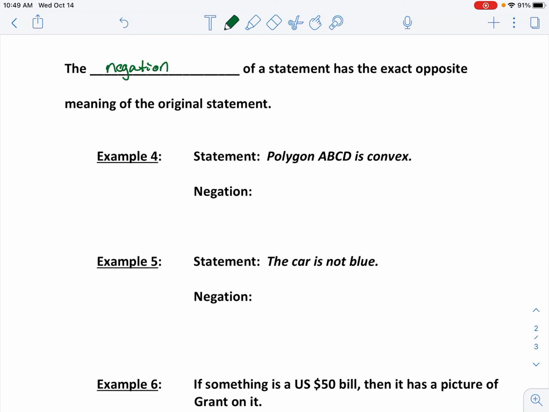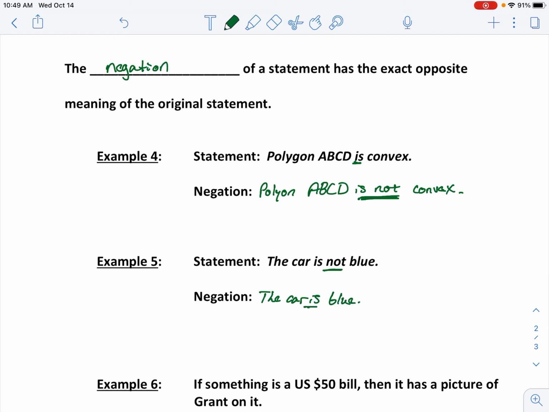And we have some examples here, example 4 and example 5. The first statement for example 4: polygon ABCD is convex. If I want to negate it, we're going to take the opposite meaning. The opposite would be saying it is not convex. So the negation, again, taking the opposite meaning, sometimes it's just as simple as adding one word, saying it is not this. The next statement: the car is not blue. This time we're just taking out a word: the car is blue.